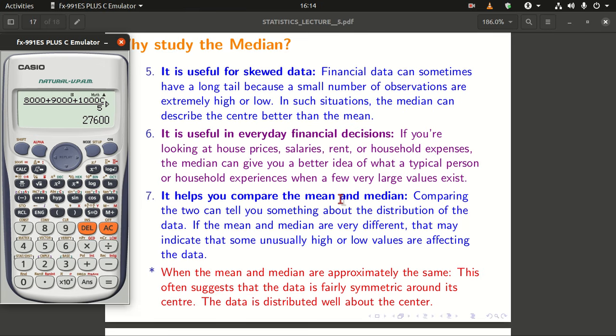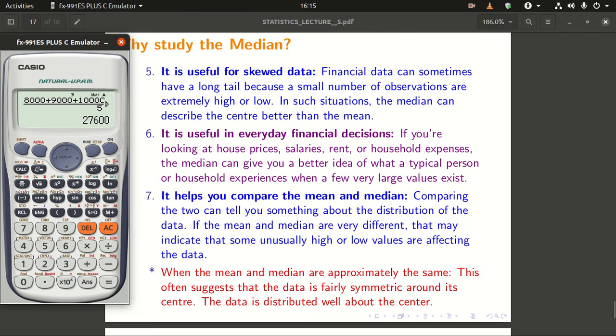And if the mean and median are closely the same, or very similar, let's say the median is 1200, and then maybe the mean is around 1250 or something close to that, then this often suggests that the data is fairly symmetric around the center. In other words, all the data points are not too far from the center, or from the middle point, or from the central position. So it is symmetric. It is close to the center.